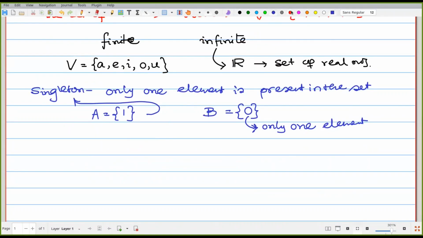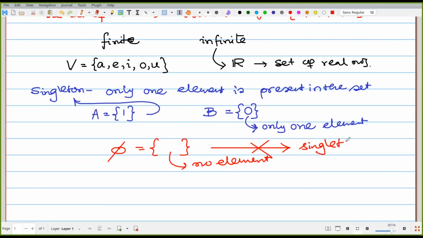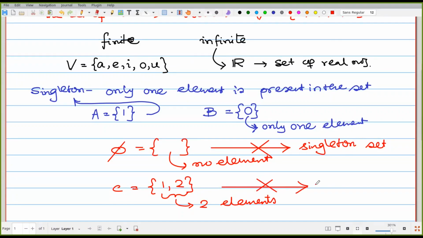Suppose the empty set. But that means it contains no element. So it is not a singleton set, because a singleton set means it contains only one element. Suppose C is 1, 2, so it contains two elements. So obviously it is not a singleton set.